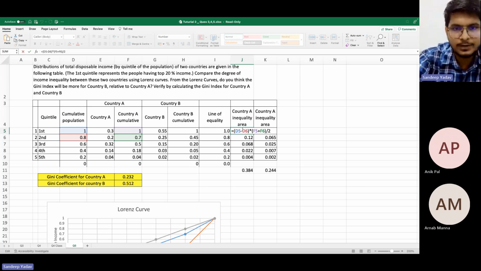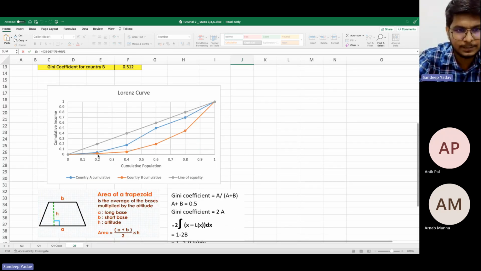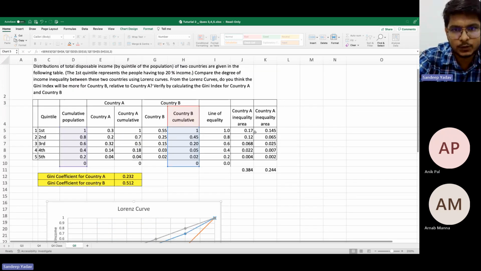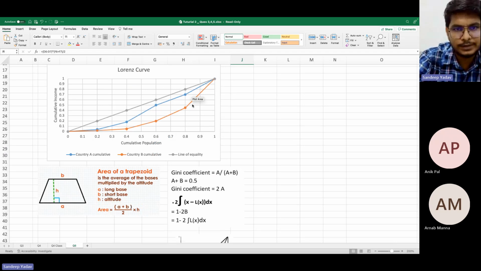So here we can see x2 is 1, x1 is 0.8, and y2 plus y1. So again we are calculating the area of the trapezium, this one, and this second line shows the area of the trapezium for the B country. So these are the two countries.